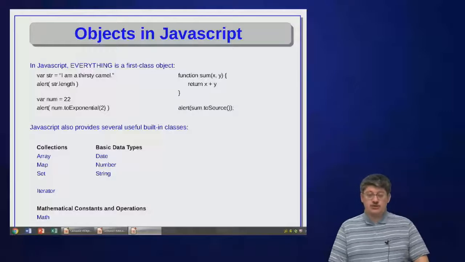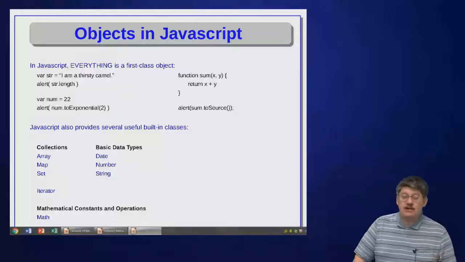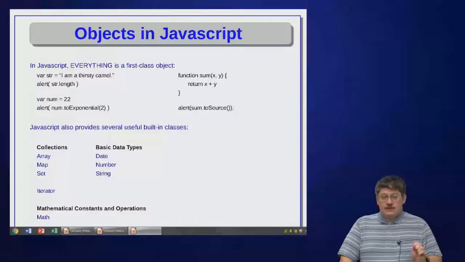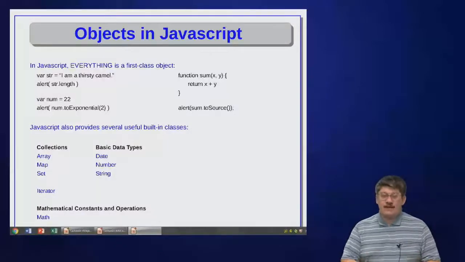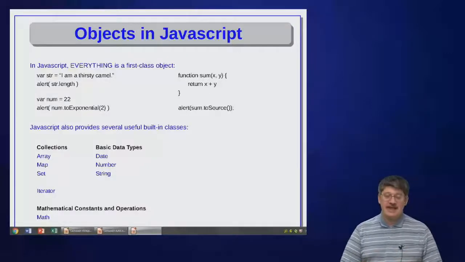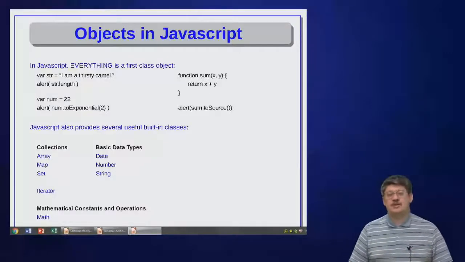In a lot of languages, strings are objects. In Java, there's a string object. In C++, there's a string object. In JavaScript, however, everything is an object. At least all variables are objects, including numbers. So here, I'm going to create a number. I'm going to set it to the value 22. And numbers are objects, and so they have methods.